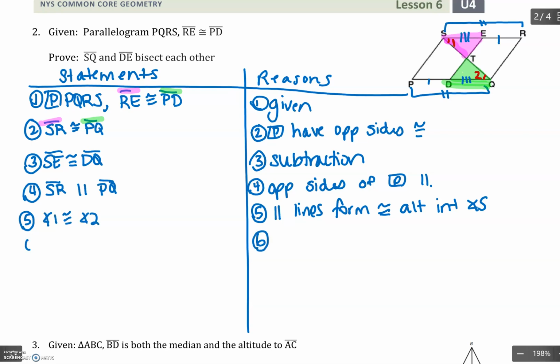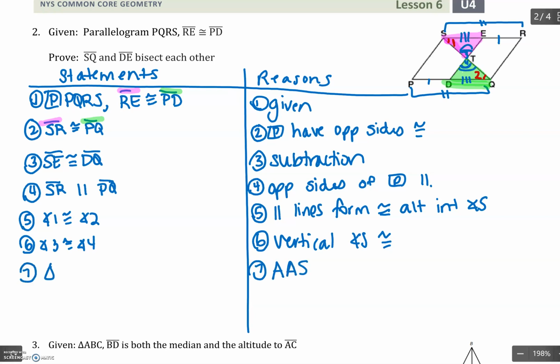Now I also see vertical angles. I'm looking at this bow tie pattern happening here with angle 3 and angle 4. And so I can say angle 3 and angle 4 are congruent because vertical angles are congruent. And that means that that pink and green triangle has to be congruent using angle side. So SET has to be congruent to QDT. Now, after the congruent triangles always comes CPCTC, never anything else.